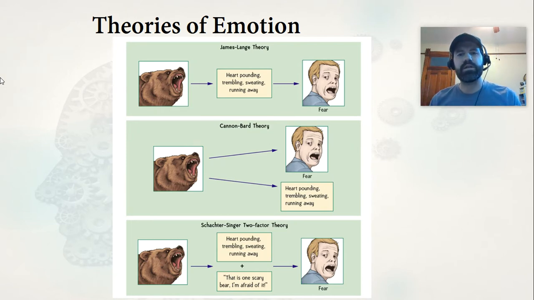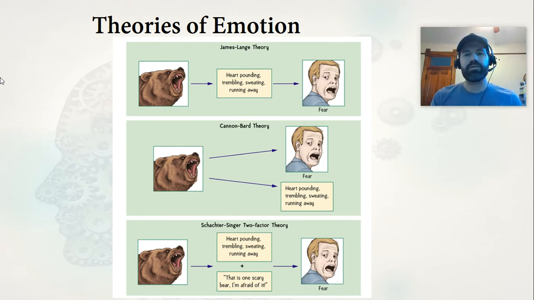The first one is the James-Lange theory of emotion. And you may recall that with James-Lange, the way that it works is there's some particular stimulus. In this case, it looks like a big old brown bear, a grizzly bear, and that stimulus will lead to a physiological response: increased heart rate. You're trembling, you're sweating, things like that.